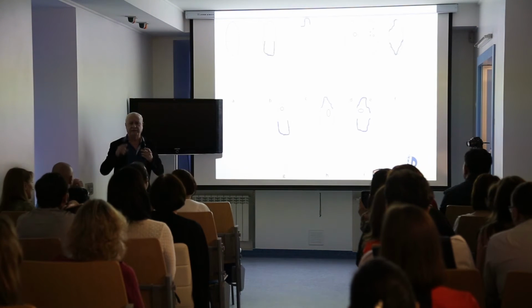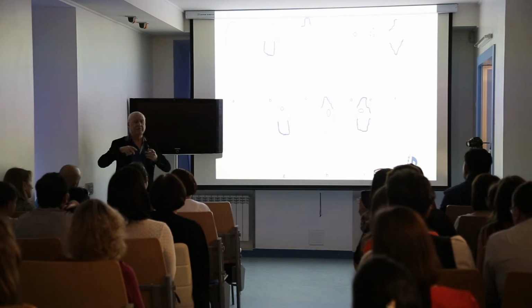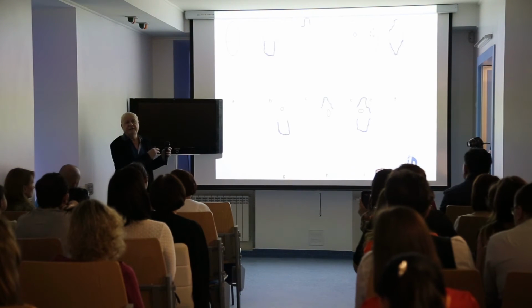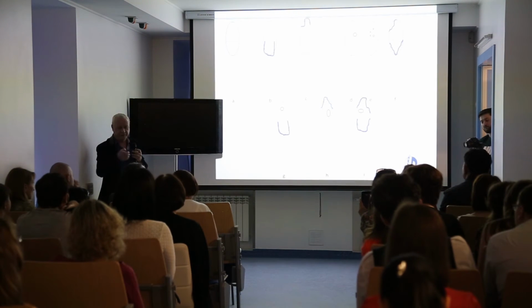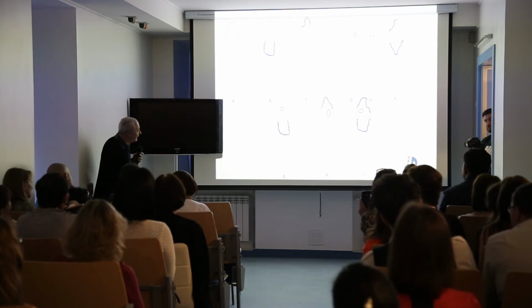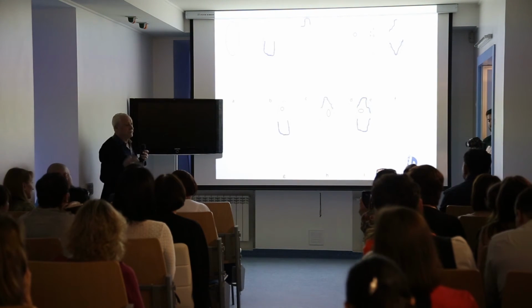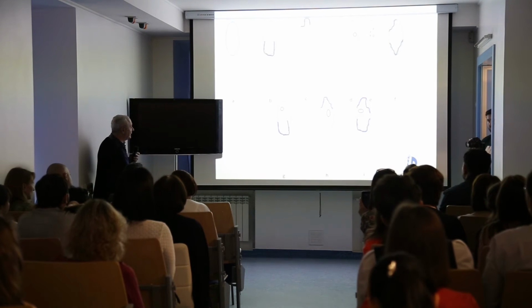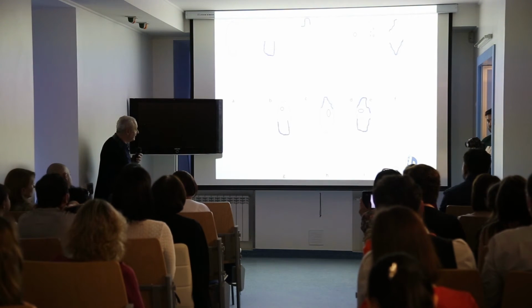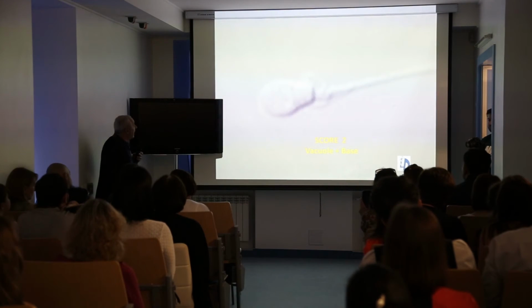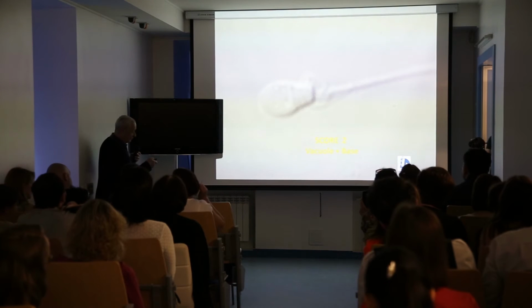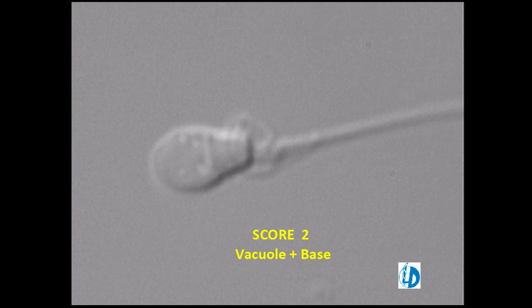I am not talking about the morphology at low magnification, like a macrocephalic or a long head, you don't need IMSI for that. IMSI is working very well. I am talking about the fine morphology at high magnification. And sometimes you have something like that, there is an invagination or an extrusion of the sperm. And you see here the vacuole, and these are normal bases and you have abnormal bases. According to this classification, this sperm is just 2, because there is a vacuole and an abnormal base.